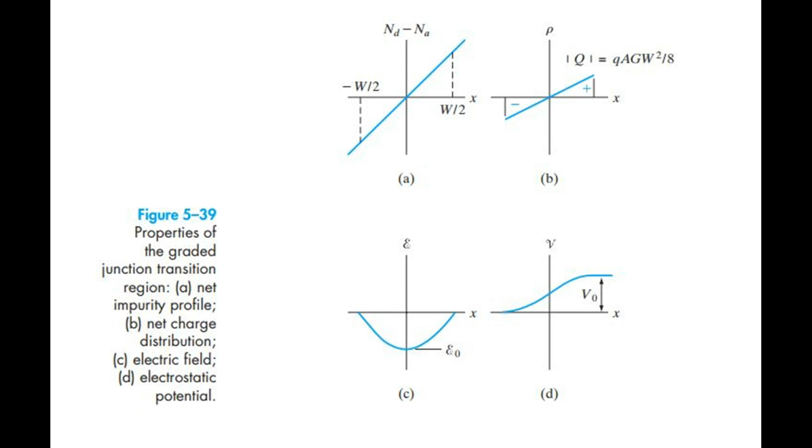Figure 5.39: properties of the graded junction transition region. A. Net impurity profile. B. Net charge distribution. C. Electric field.